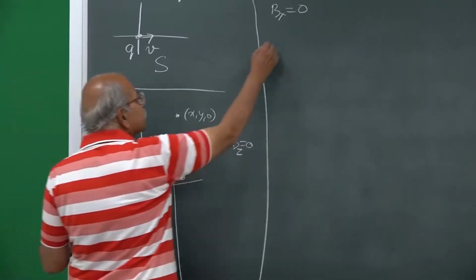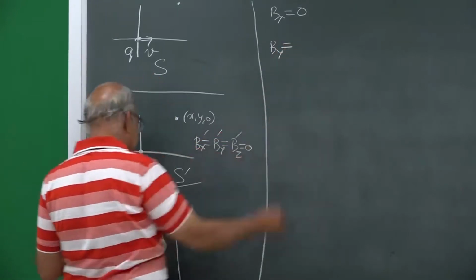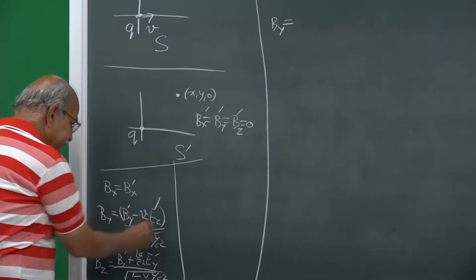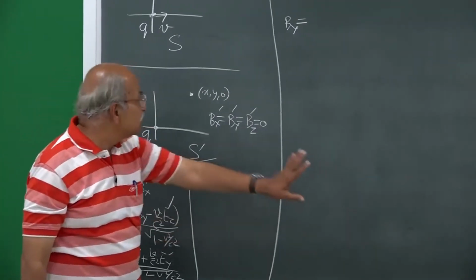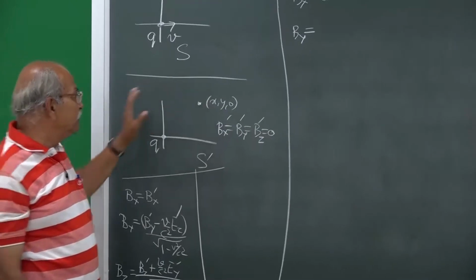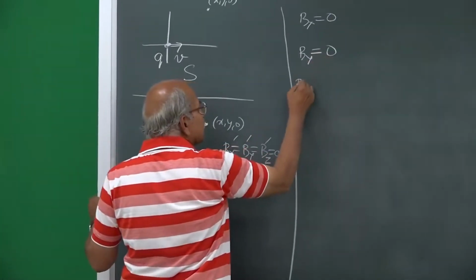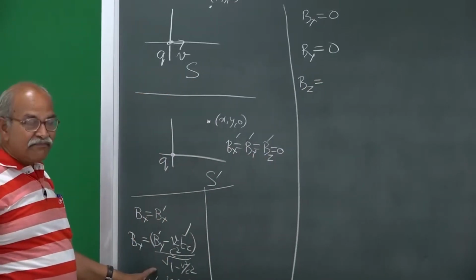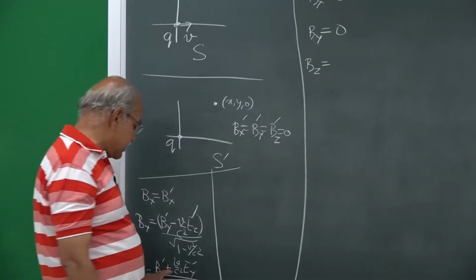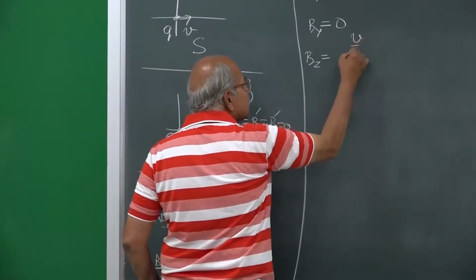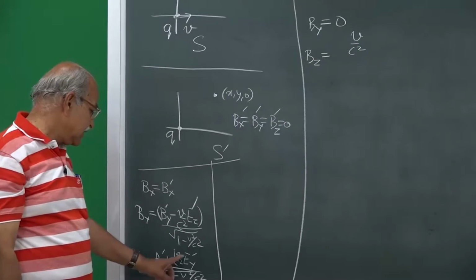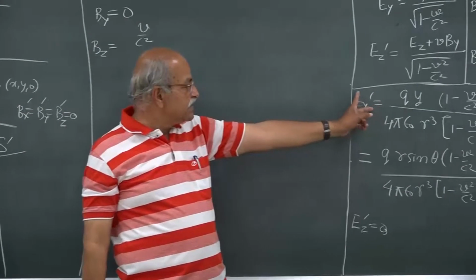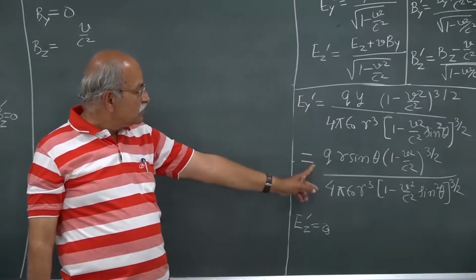By is the combination of By prime, which is 0, and Ez prime, again 0. So, By is also 0, so it is only Bz, and how much is Bz? Bz is Bz prime which is 0 plus V by c square, here is V by c square, Ey prime, and Ey prime we had derived in the previous lecture, it is still on the board. So, I will use this.